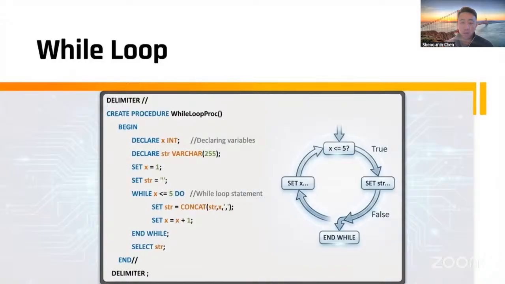So while x is smaller than 5, because initially x is only equal to 1, this will be met the first time you enter the do, which is the loop. The loop will include two statements: one is the set string, one is the set x, right? Every time it will add 1 to x. So the value is increased by 1 every time it goes through this while loop.